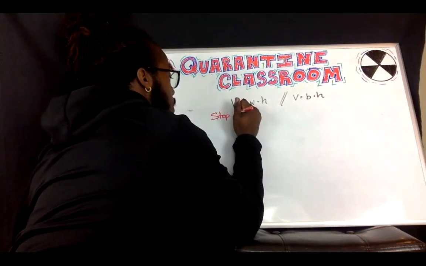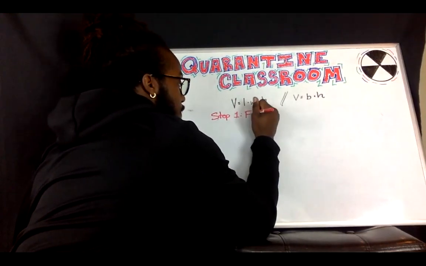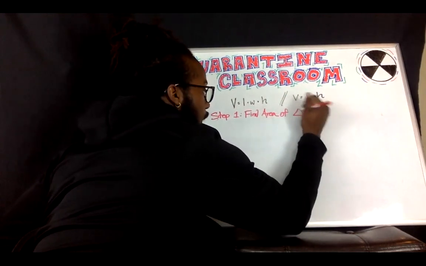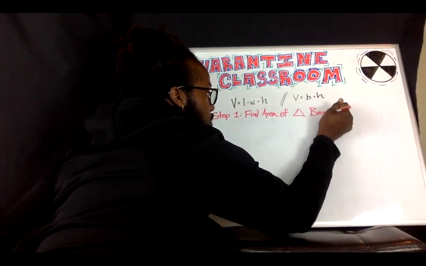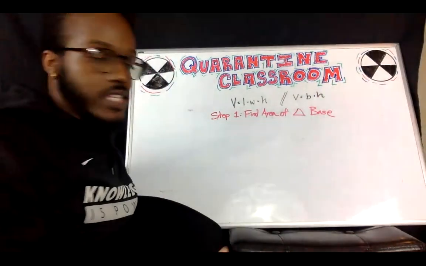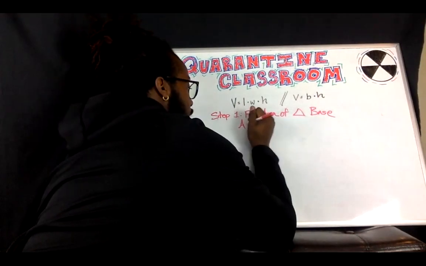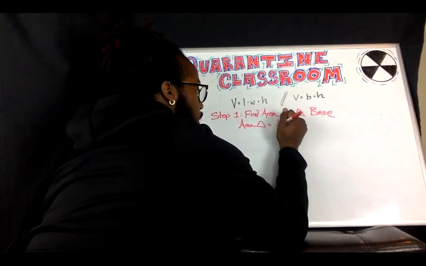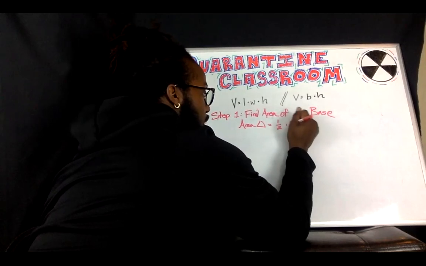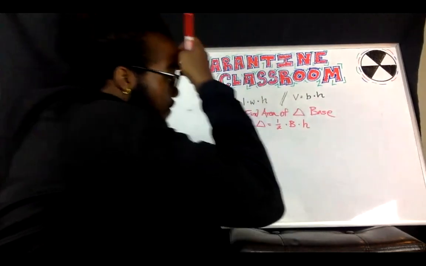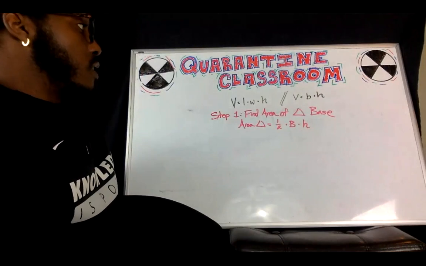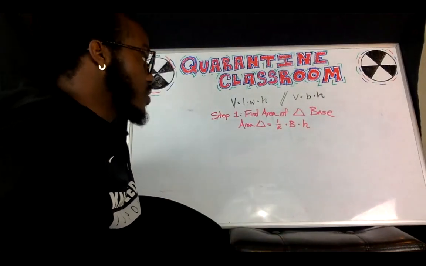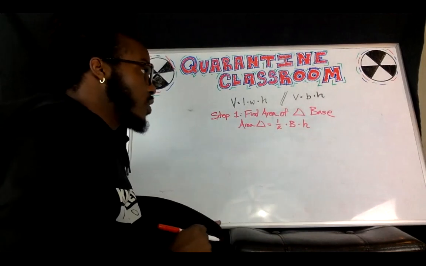Step 1: find the area of the triangular base. To do that, we need to remember the formula that area of a triangle equals 1/2 times base times height. And by base, we mean the bottom line of the triangle, not the total thing. So we need to find the area of the triangular base.